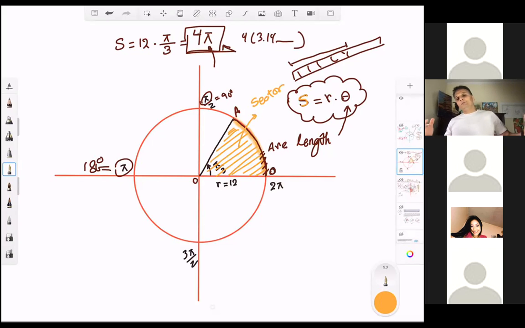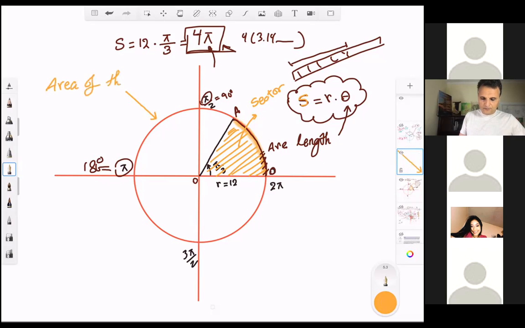So definitely we need to have a formula. But before we get to the formula, if I ask you guys, what is the area of the circle? What is the area of this circle?